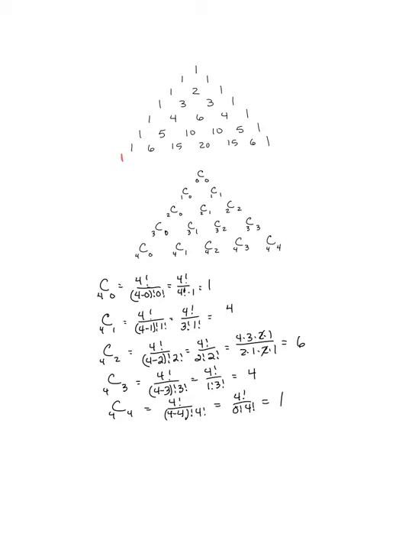the next row would be 1, and then 6 plus 1 is 7, 15 and 6 is 21, 20 and 15 is 35, and then another 35, and then another 21, and then a 7 and a 1. You might notice, and I didn't mention this before, that this is symmetrical.